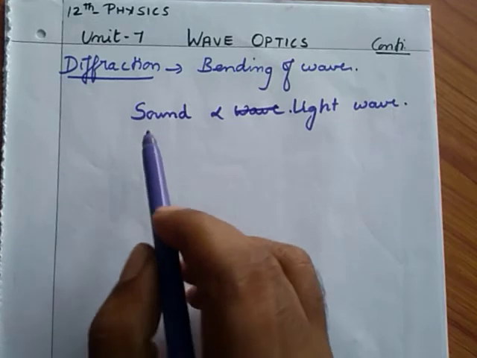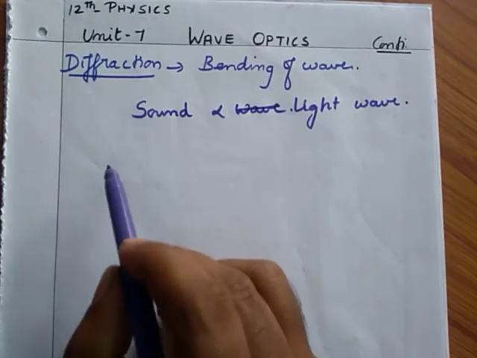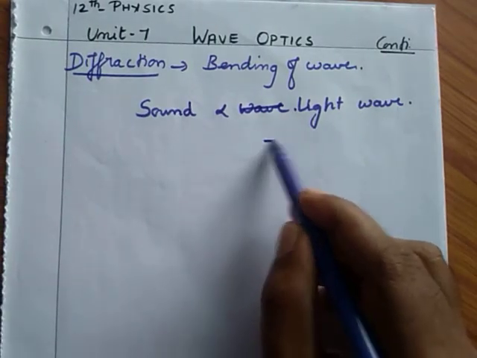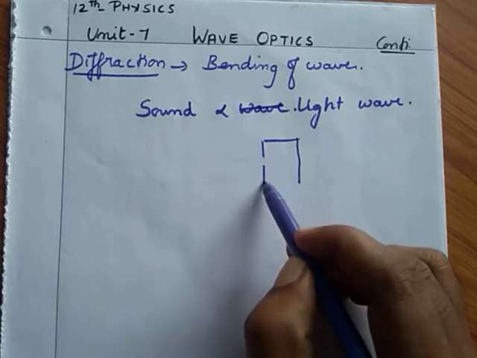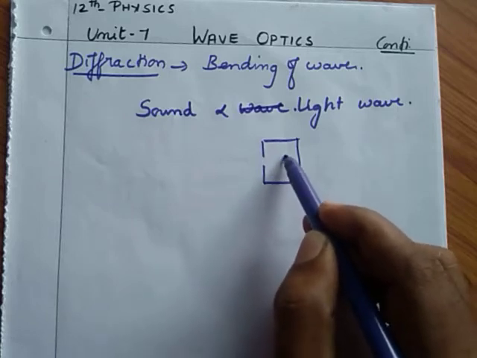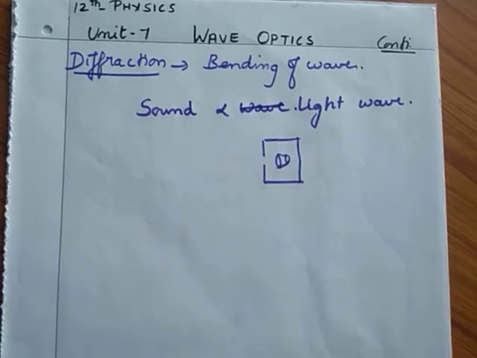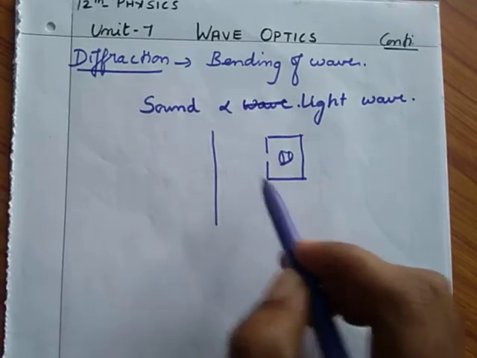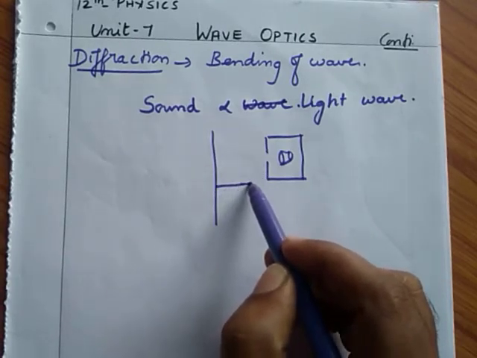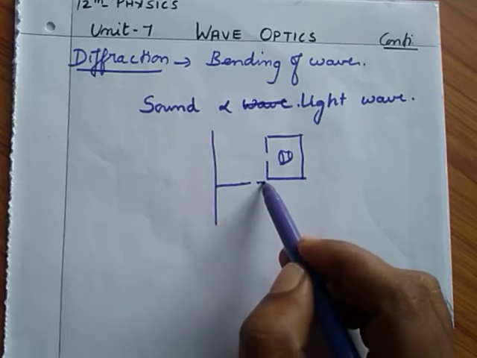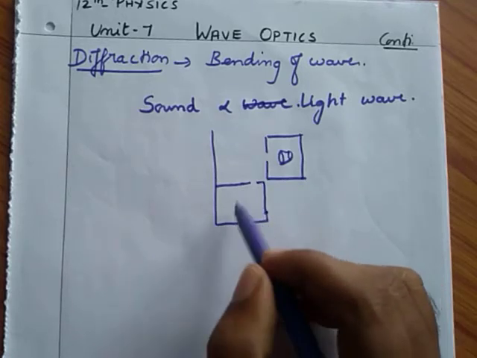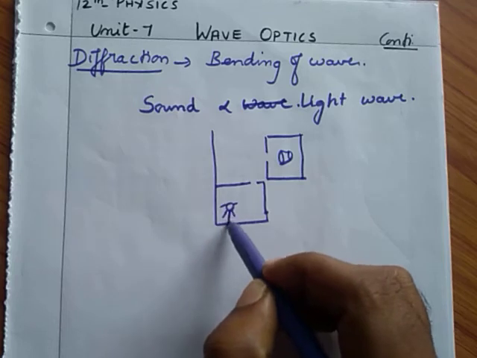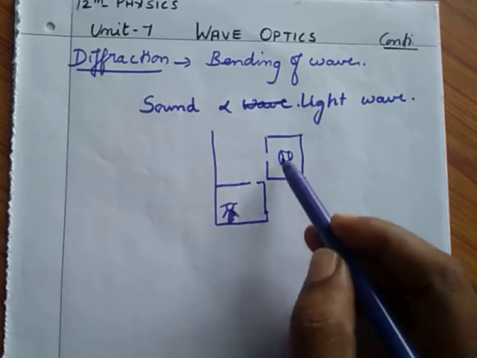First, let us start our discussion with sound waves. If you are in a house, that house consists of several rooms. Here there is a room. In that room there is a speaker playing a song. Here is one more room, inside which a person is sitting. He can listen to the song because of the diffraction phenomenon.